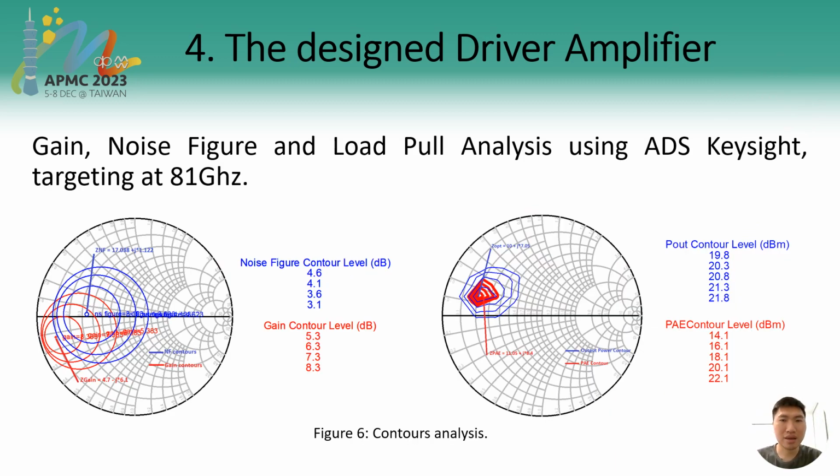Before implementing the circuit, initially I had to do some analysis using ADS Keysight software. So here I do some gain, noise figure, and load pull analysis, targeting 81 gigahertz. In Figure 6, on the left-hand side are the noise figure and gain contour levels, and on the right-hand side are the power contour levels. From these two plots, I have to compromise on our requirements for the design.